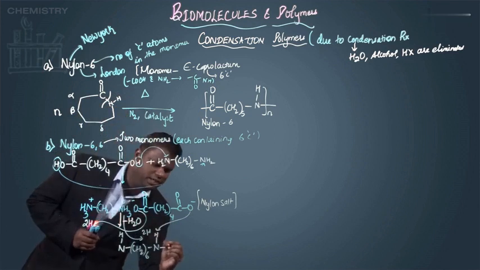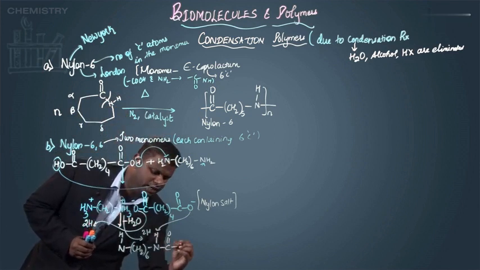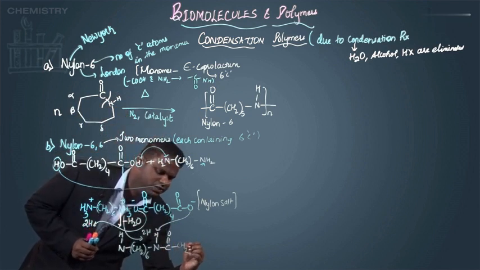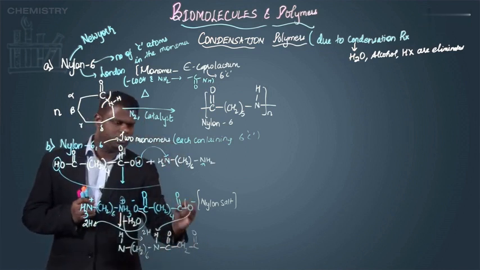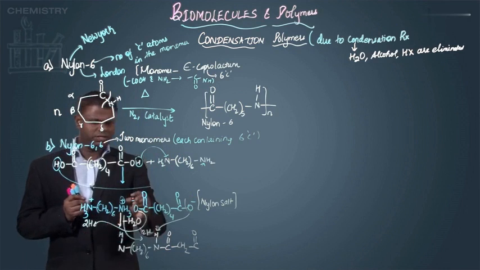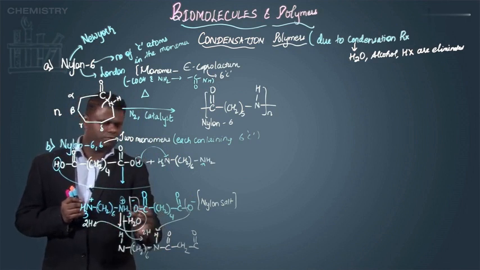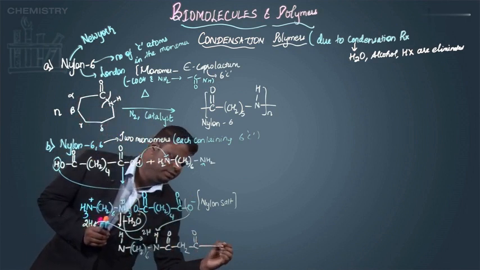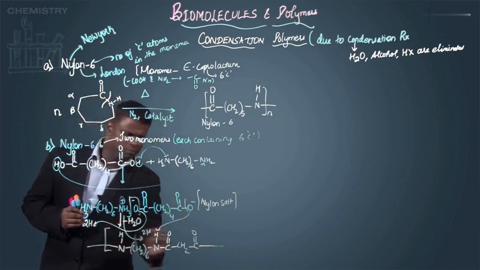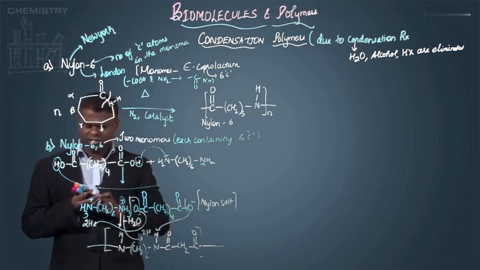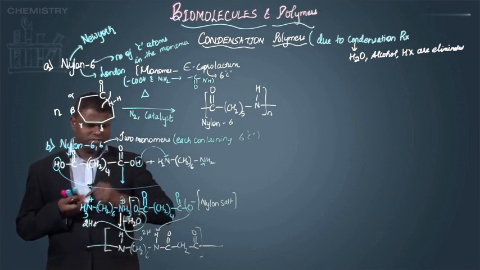So you have C double bond O, then this is connected to CH2, and this is connected to C double bond O, and then this O is already gone. So what you could simply say is that you are left with this CO, and then this is the growing chain. So this is nothing but the polymer nylon 6,6. So now let's try to put this.